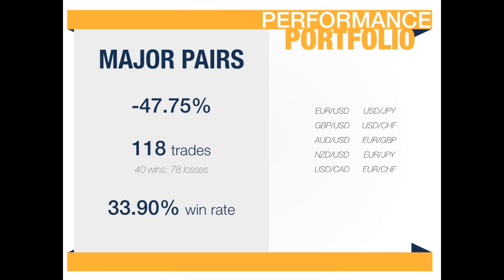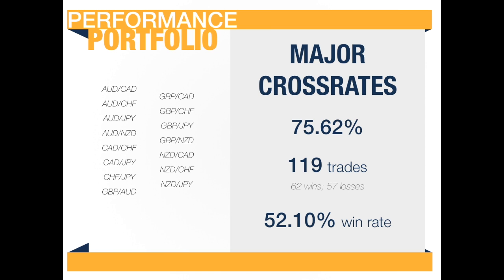If you trade our signals based on the major pairs only, you should actually experience a negative return, close to negative 50%, with a win rate of just 33.9%. But if you take only our major cross rates, you should experience a huge gain, close to 75% return, with an almost equivalent amount of trades, 119, and the win rate is above 50%.